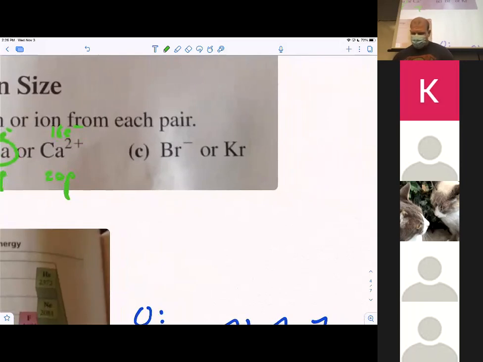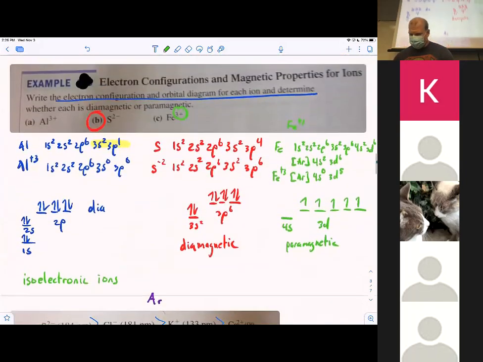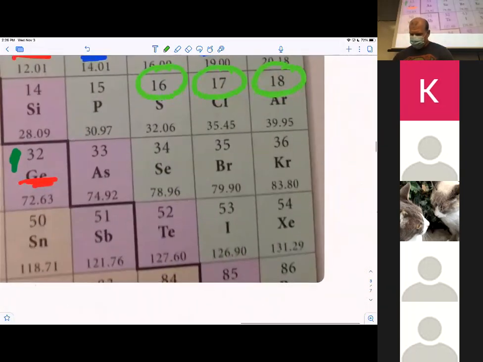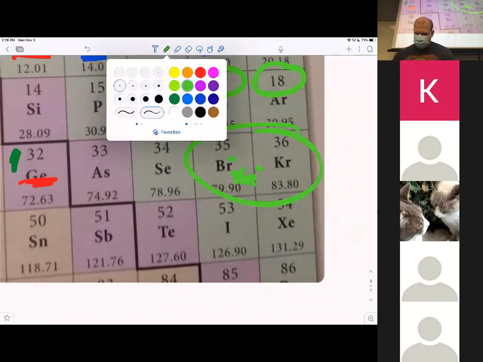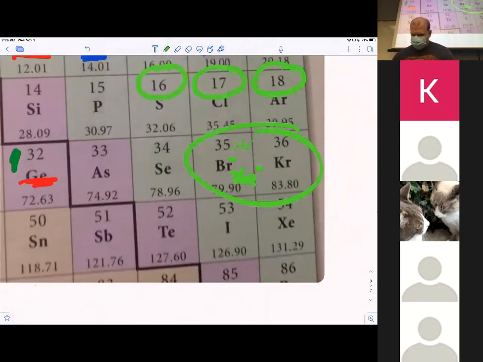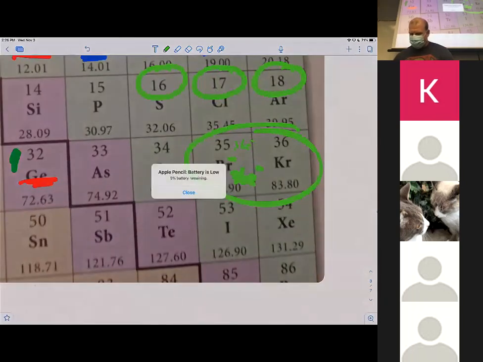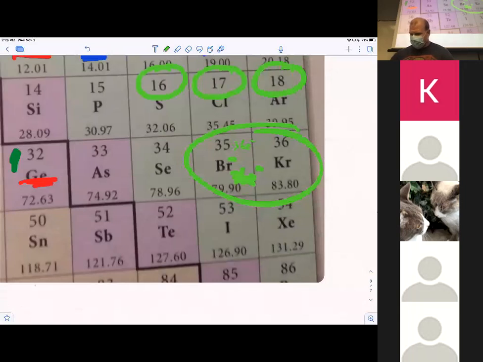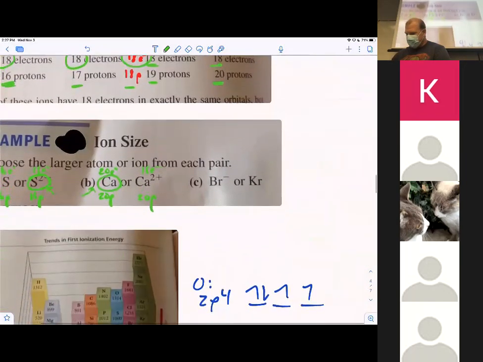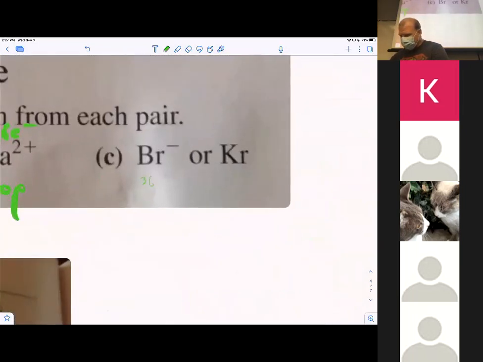Okay, bromide or krypton. Let's go back to the periodic table. Here is bromine and krypton. Bromide is going to have 36 electrons. I know bromine is element number 35, but the minus one turns the number of electrons up to 36. So, looking at bromide and krypton, bromide is going to have 36 electrons.